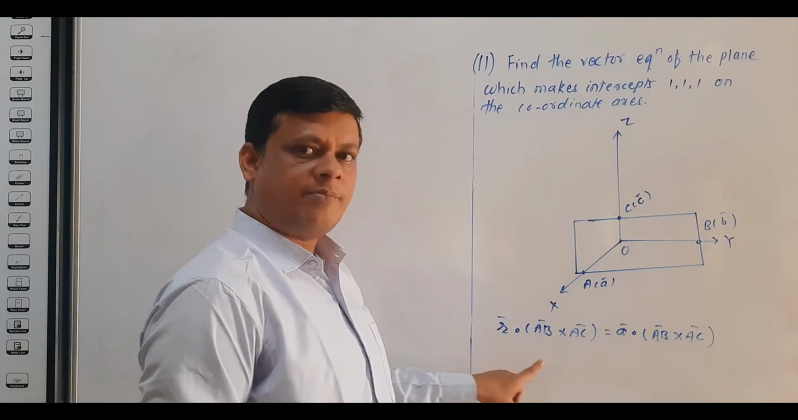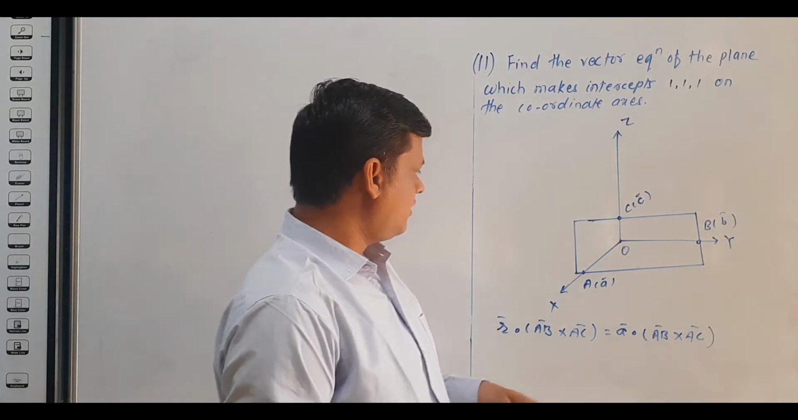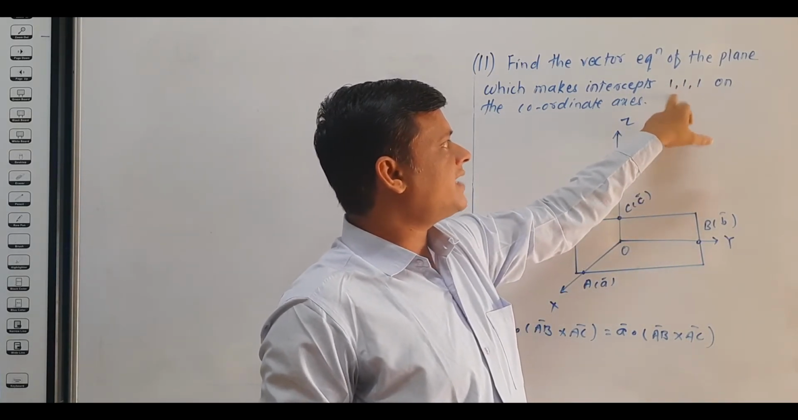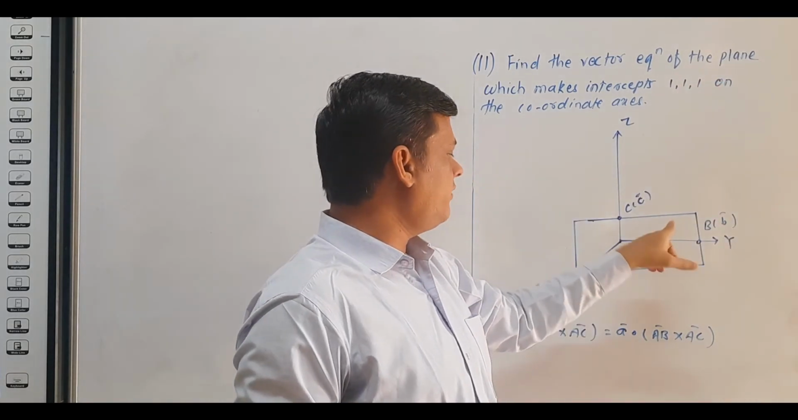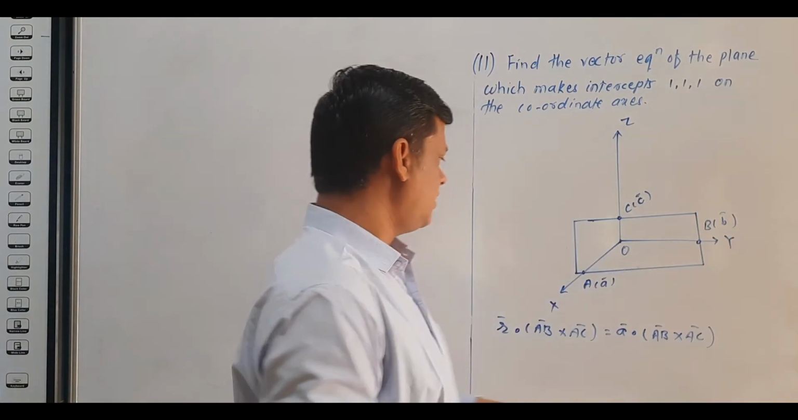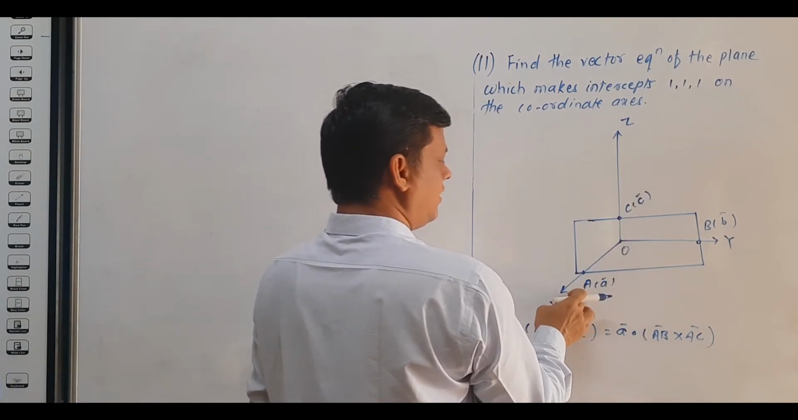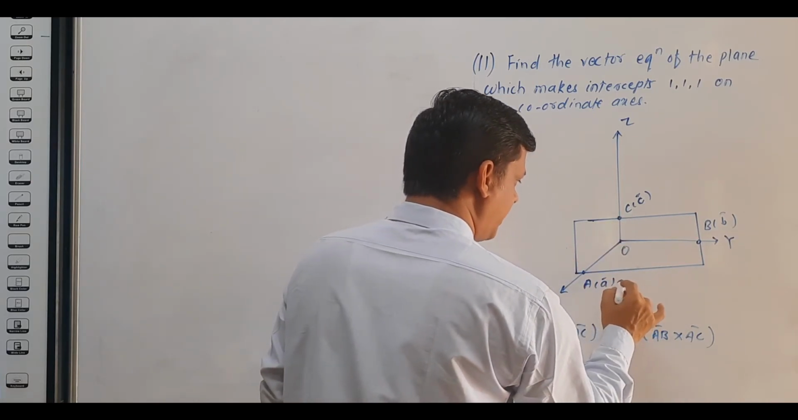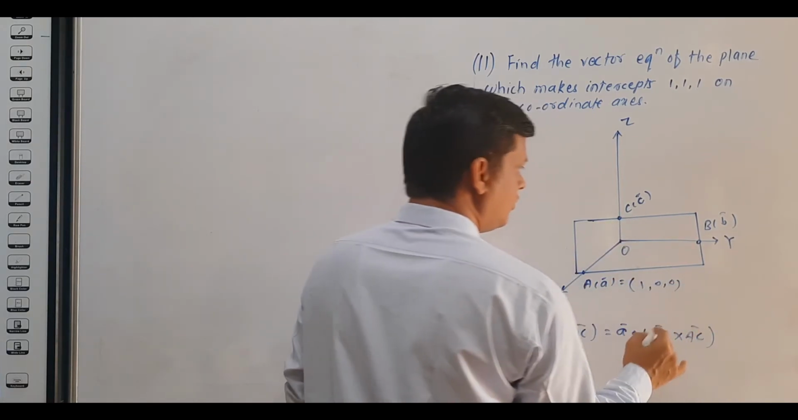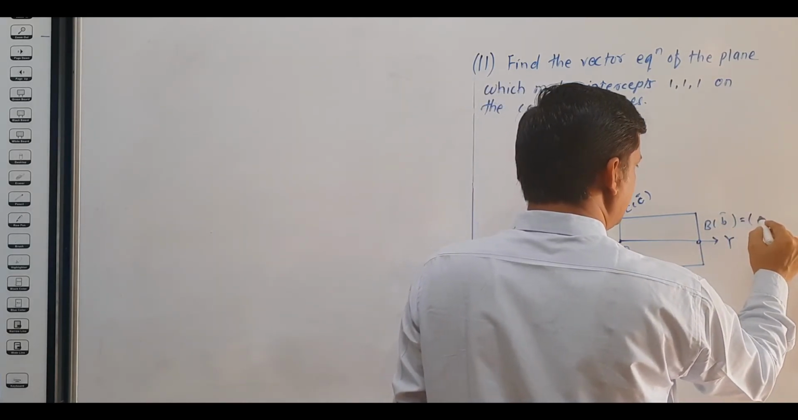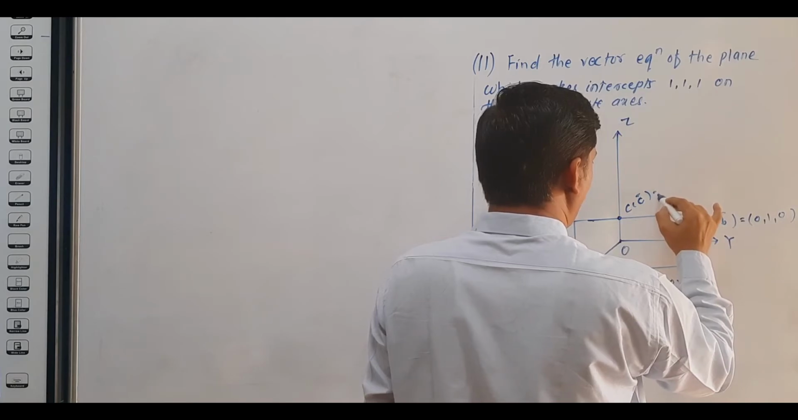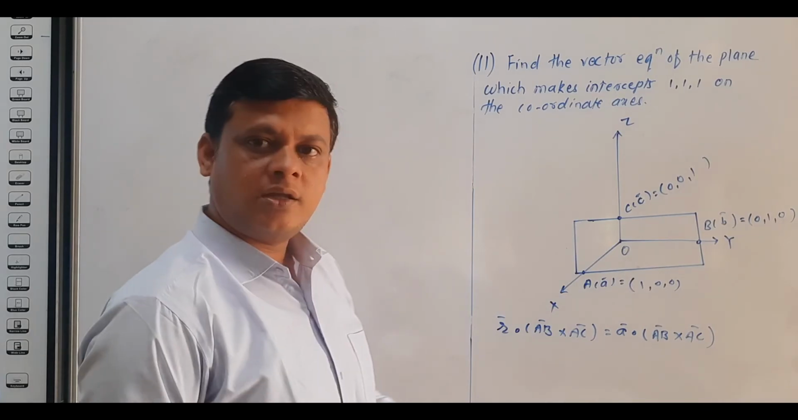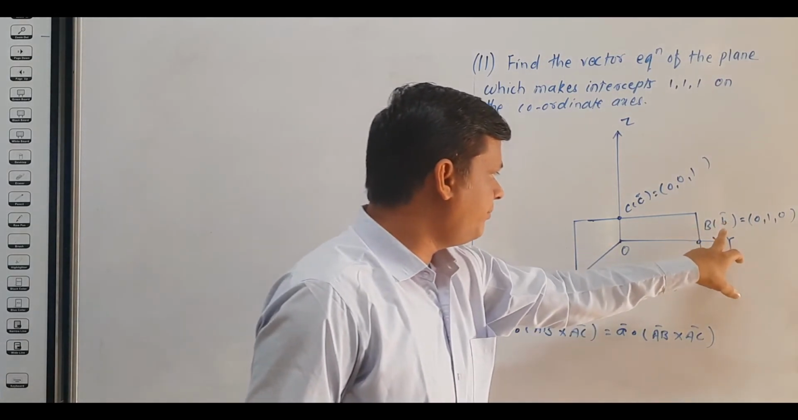So we use the same concept here. Instead of A bar, B bar, C bar, we have been provided the intercepts as 1, 1, 1. So from this we calculate the value of vector A, vector B, vector C. If we consider the plane's intercept on the x-axis, the coordinate of this point A is 1, 0, 0, the coordinate of this point B is 0, 1, 0, and the coordinate of this point C is 0, 0, 1. So from this we write the position vectors of points A, B and C.